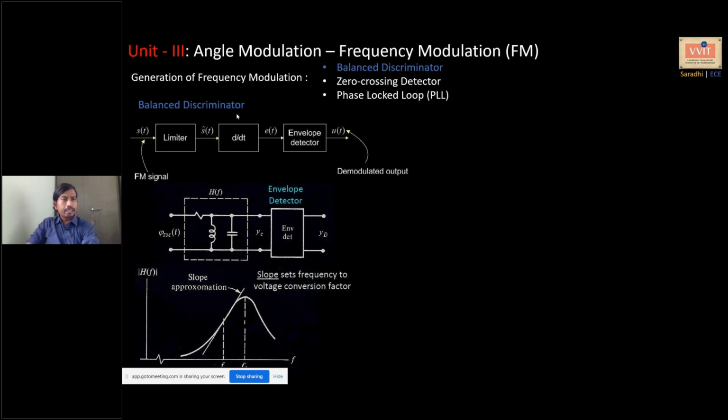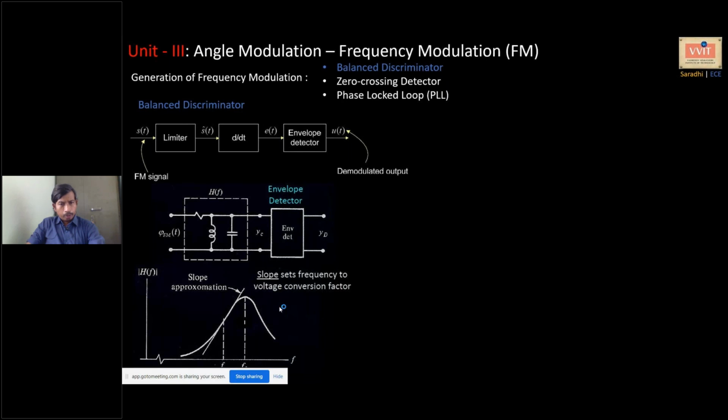So the balanced discriminator: we will be having an amplitude limiter, then a differentiator, then an envelope detector. What essentially it is doing is, these two blocks are converting the FM signal into an AM signal, and that AM signal will be preserving information in its envelope. So a simple envelope detector can be used for the detection of the message signal. But how do you realize this? Realization is like this. We will be using this filter followed by an envelope detector. This whole thing will be acting as your limiter and differentiator, right?